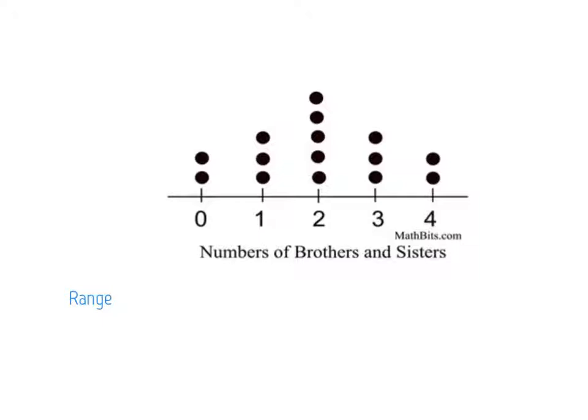To find the range of this data set, let's go ahead and write down what our data set is. It starts with 0, because I have 1, 0, and then another 0. Then I have 3 ones, 1, 2, 3, and then I have 1, 2, 3, 4, 5 twos.